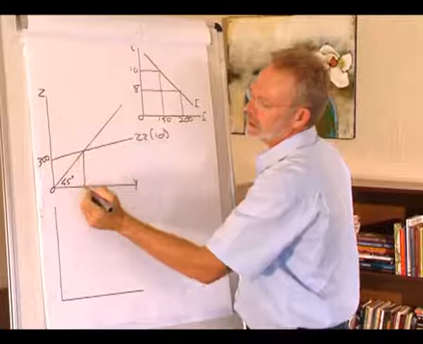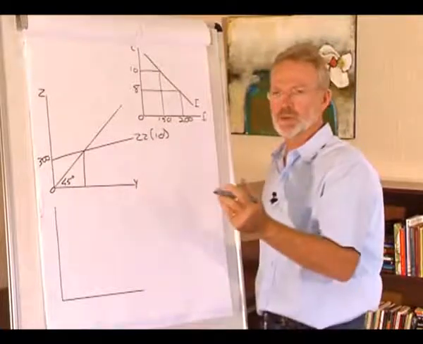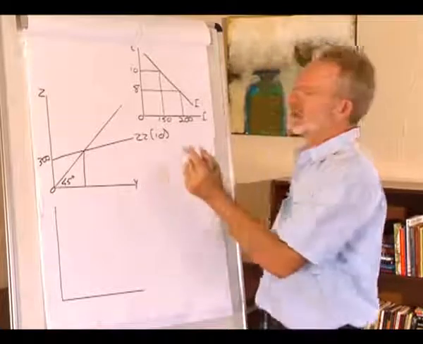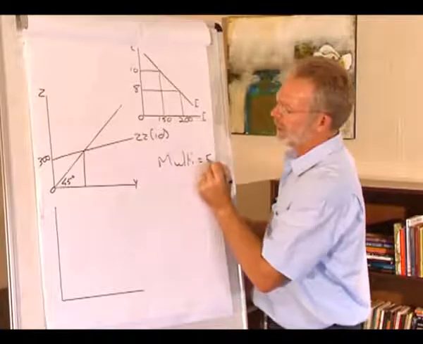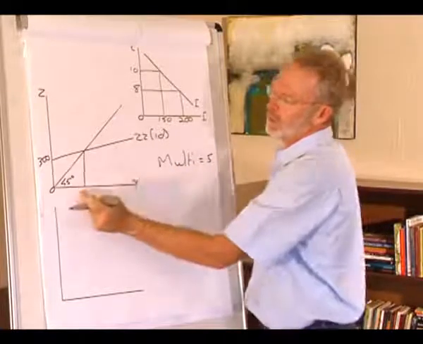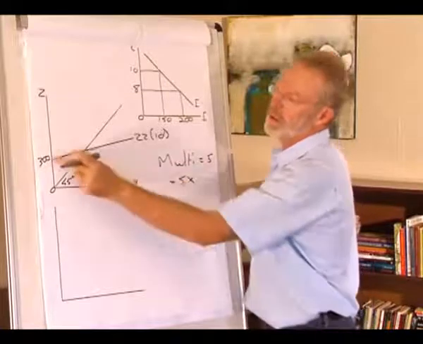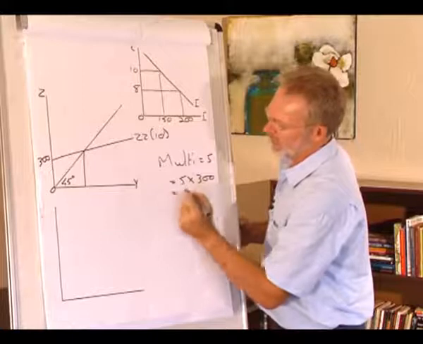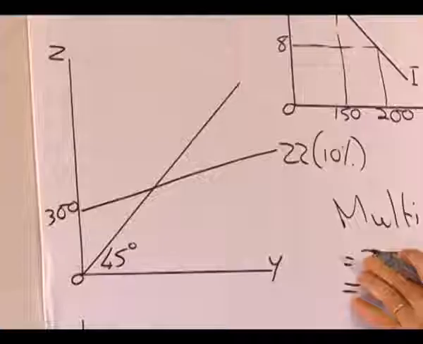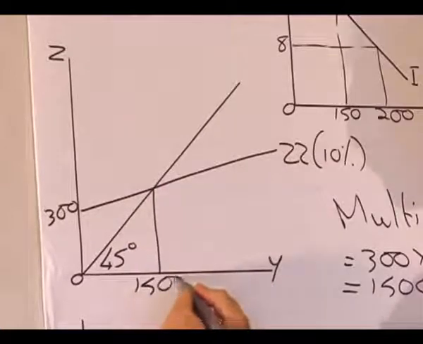Now we can establish the equilibrium level of income. Can you do that? How does one do that? Yes, we were given the multiplier is equal to 5. The equilibrium level of income equals 5 times the vertical intercept. 5 times 300, and that is 1500. So the equilibrium level of income is 1500.